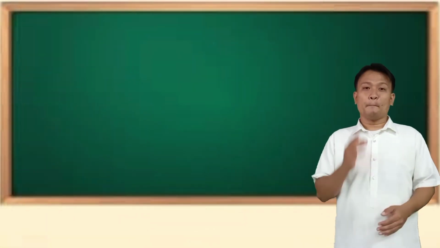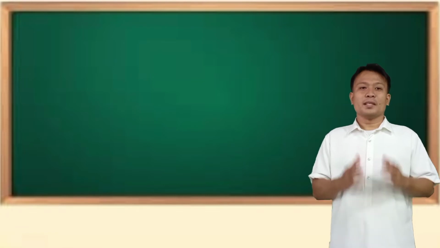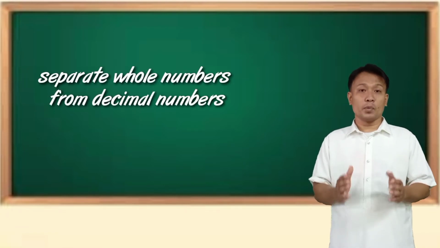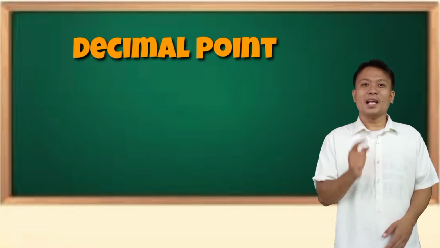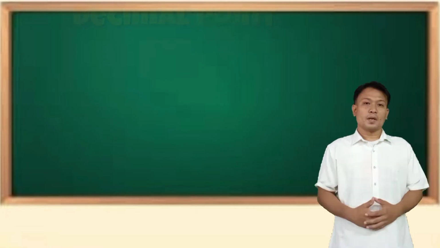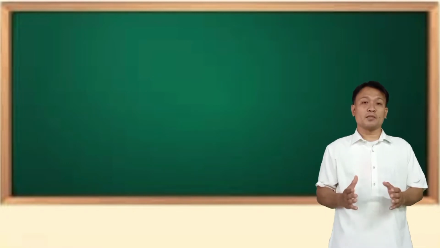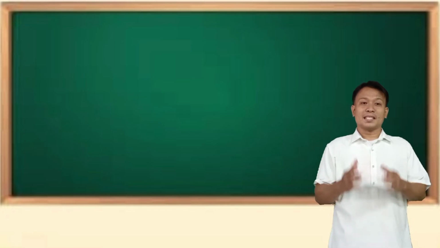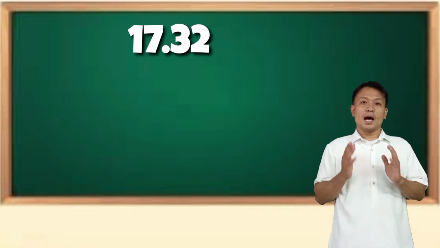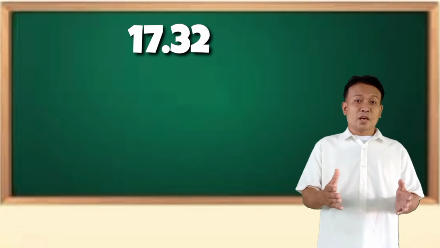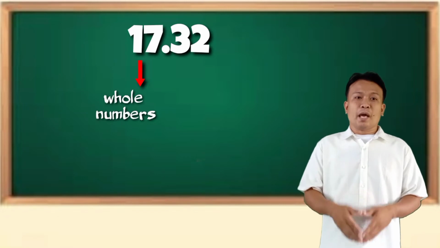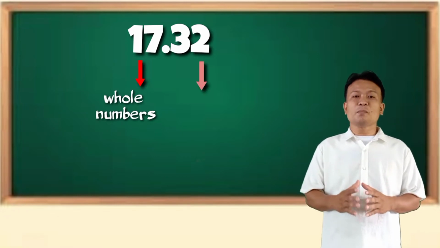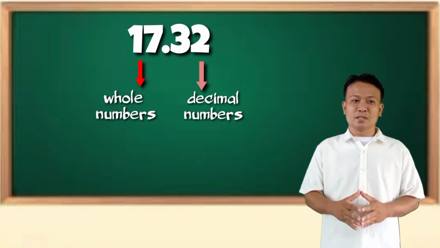But today, point will play a vital role since it is used to separate whole numbers from decimal numbers. We will call it decimal point. Let me present to you first an example that shows the presence of a decimal point. 17 and 32 hundredths. The numbers found before the point are all whole numbers. And the numbers found after the decimal point are decimal numbers.